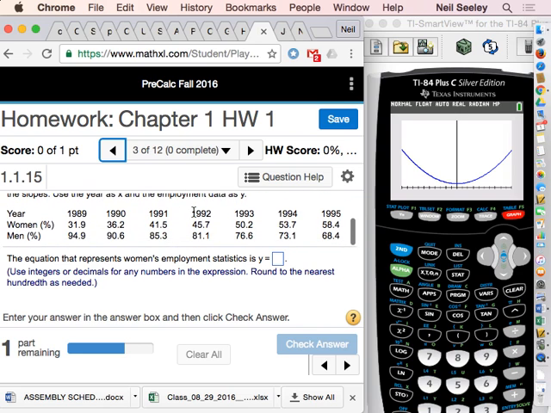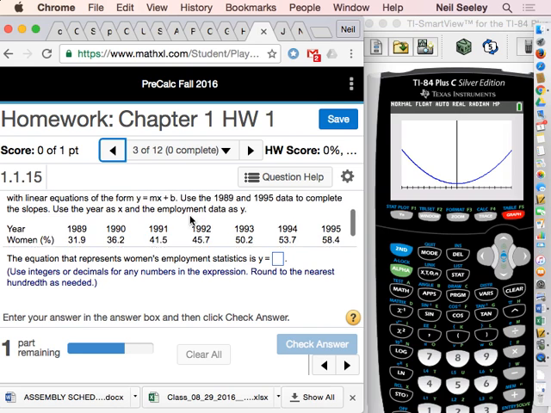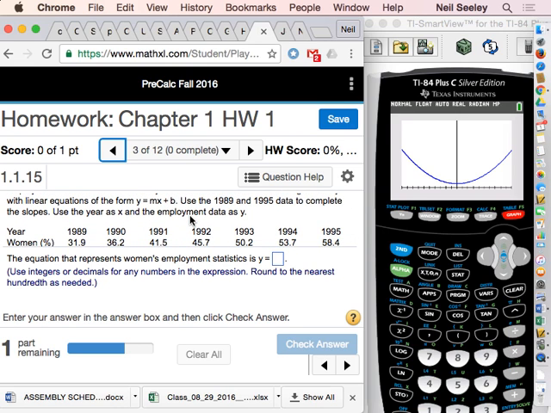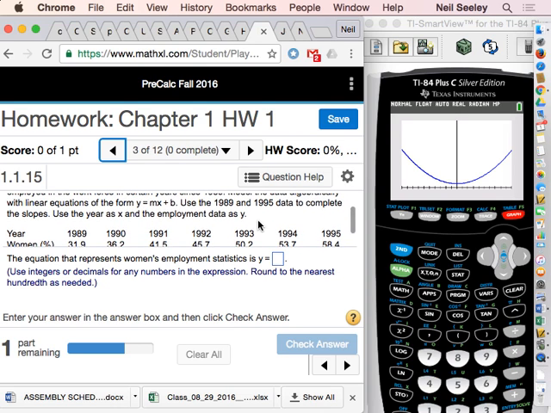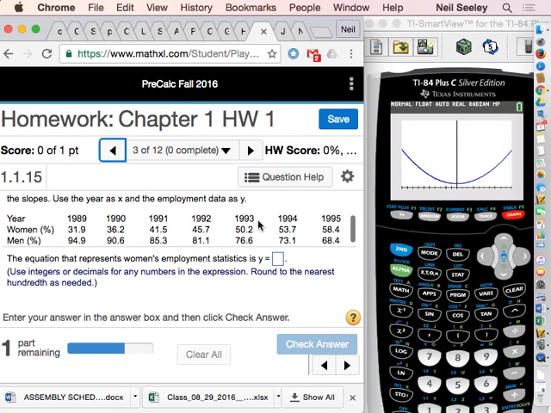So we put the data in our computer, and we got a regression equation, we were feeling good, put it in there, and it says wrong, incorrect, red box with x's in it. And that, as a math teacher, hurts, because I don't like to be wrong. But I was really wrong, because the directions say, use the 1989 and 1995 data to complete the slopes. Oh, just 2 points. That's different.